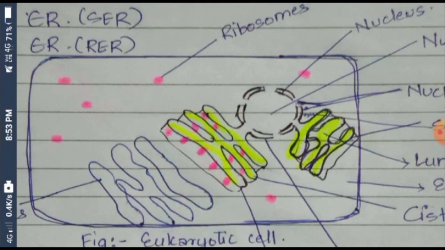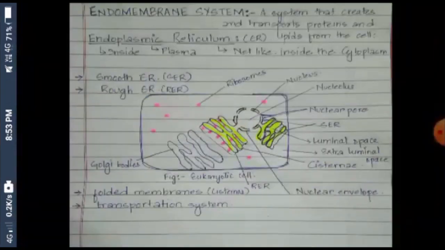It continues with the outer membrane of the nucleus, it is transported up to the Golgi bodies, and then from Golgi bodies the proteins that are made are transported to membranes and plasma membrane and then to other cells. Okay, please have a look at the diagram very clearly.